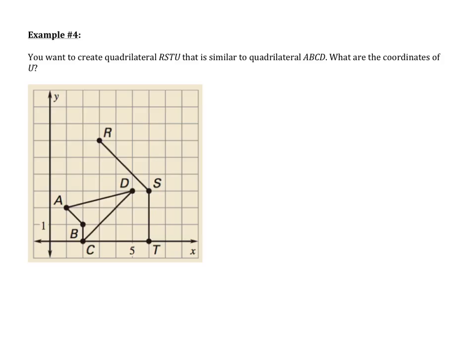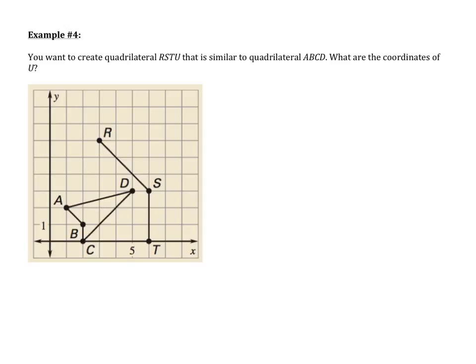And now on to our last example, number 4. You want to create a quadrilateral RSTU that is similar to quadrilateral ABCD. What are the coordinates of U? So what we need to first do is find the scale factor of the coordinates that we know.